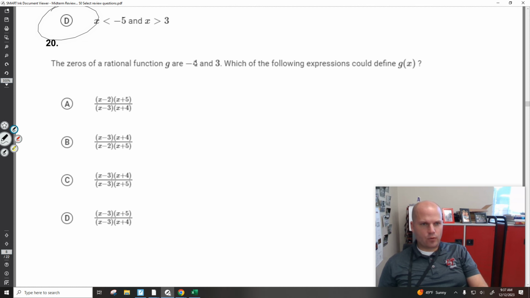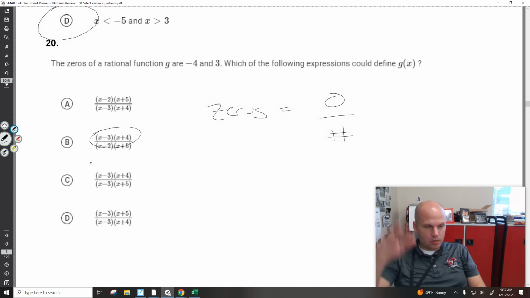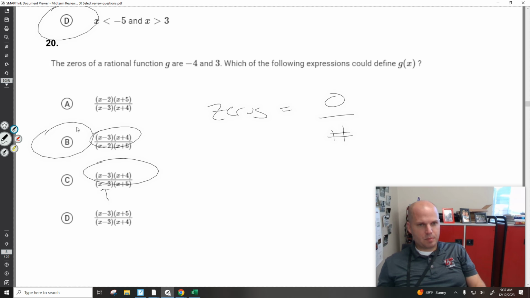Zeros are at -4 and 3. A lot of people really screwed up on this unit. So zeros occur when you have a 0 in the top, not in the bottom. This one's a possible one. This one's a possible one. But you have a 0 on the top and the bottom. It's got to be B.